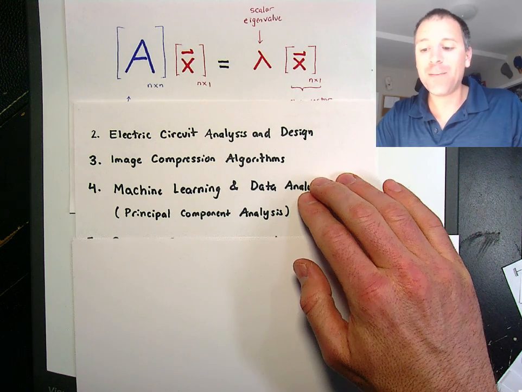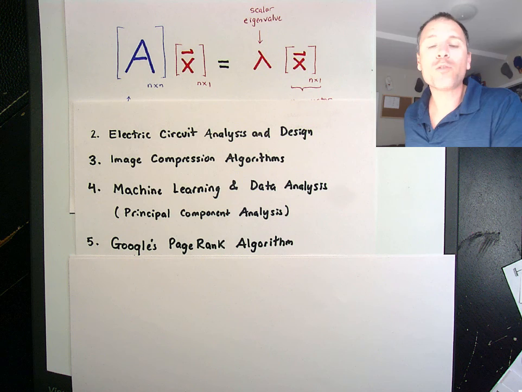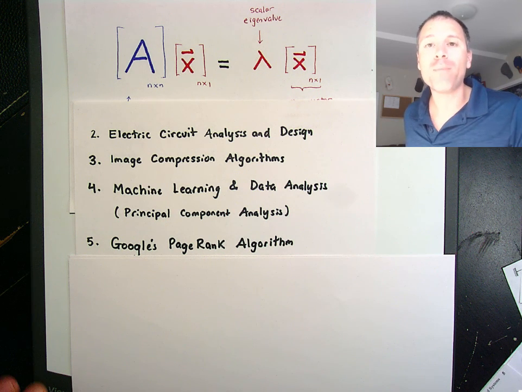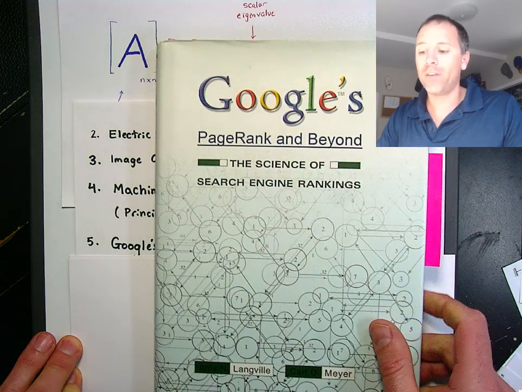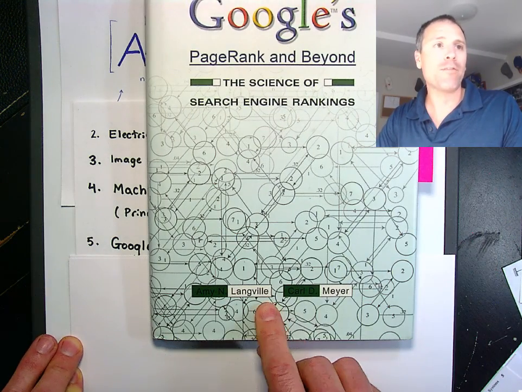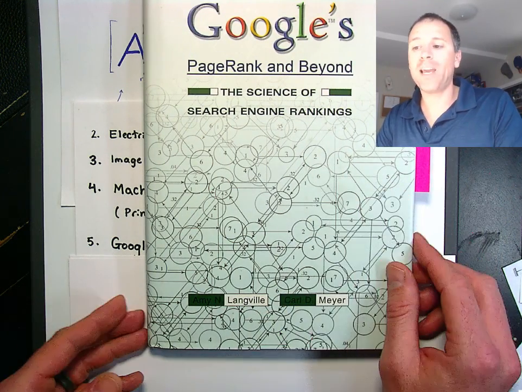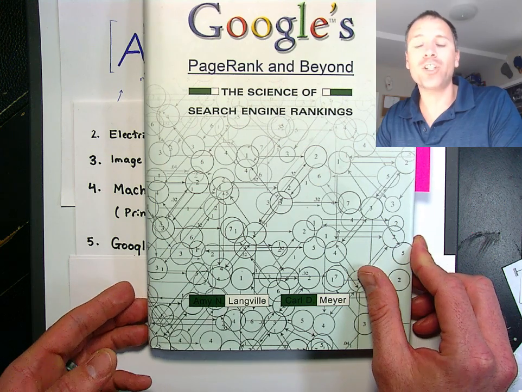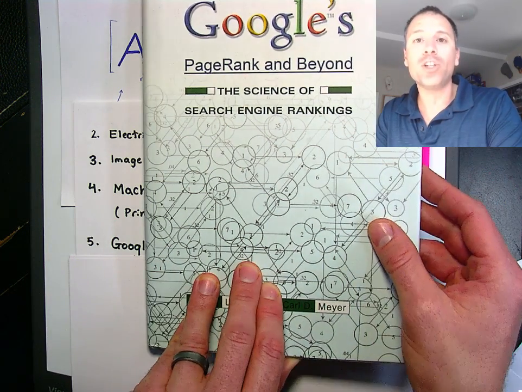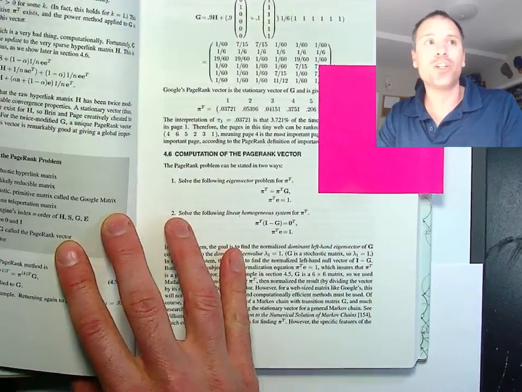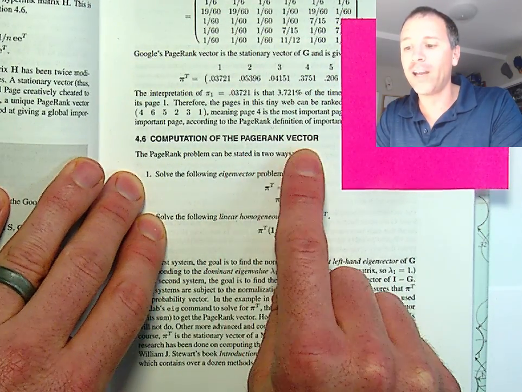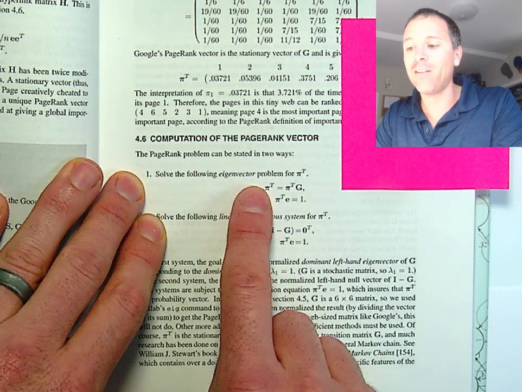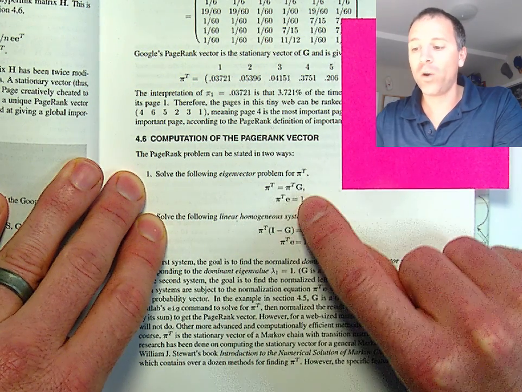And the hits just keep on coming. There's something called Google's PageRank algorithm. This is the fundamental technology that Google used to get off the ground. There's a great book on this by authors Langville and Meyer called Google's PageRank and Beyond: The Science of Search Engines. It goes very deep into the foundations of Google's technology. And I just wanted to show you that in the computation of Google's PageRank vector, they solve this eigenvector problem, which they state like this.